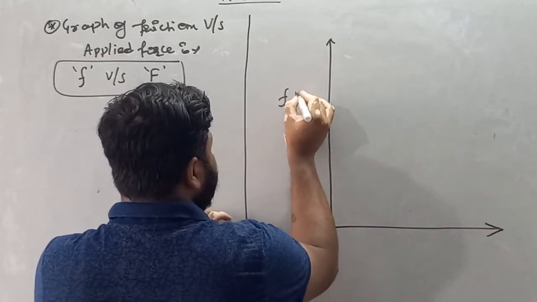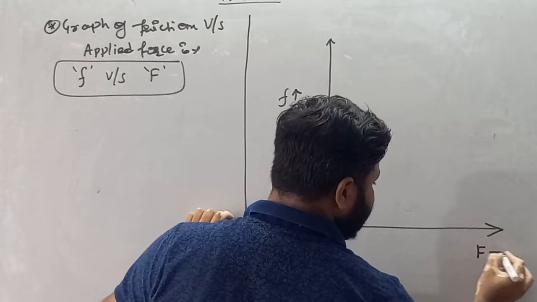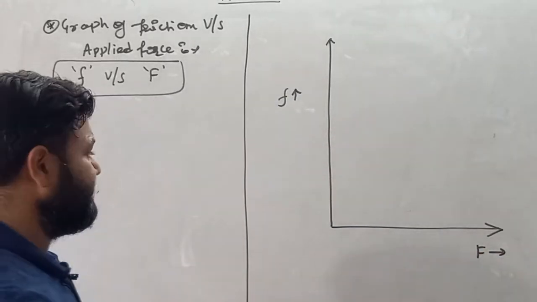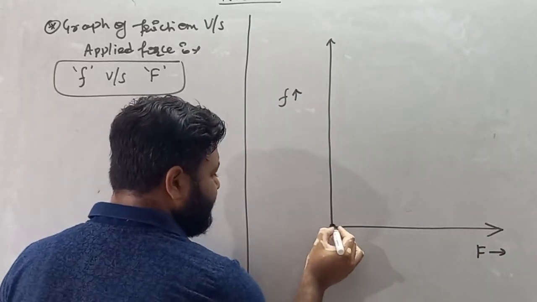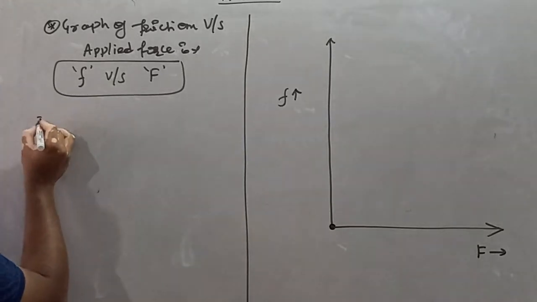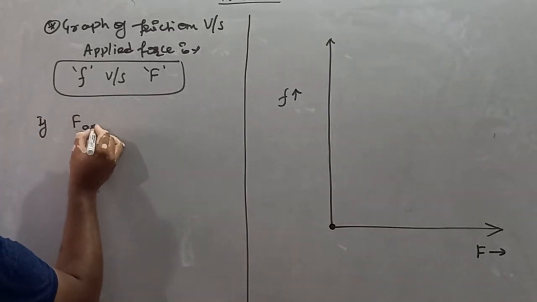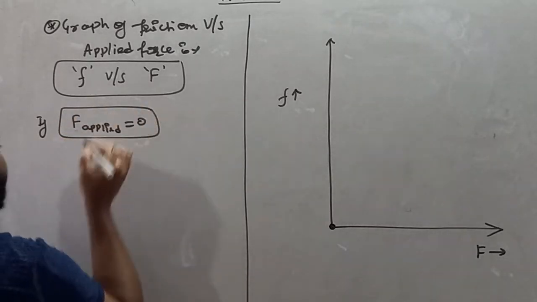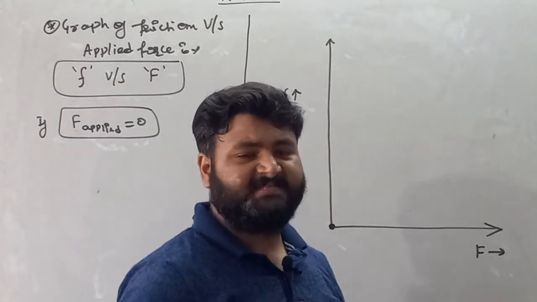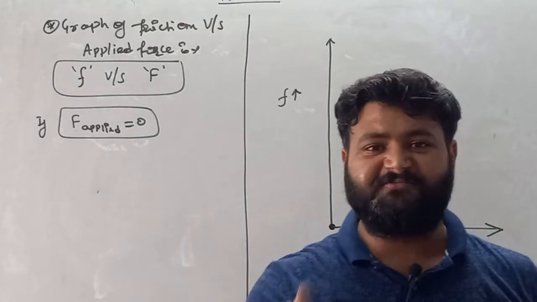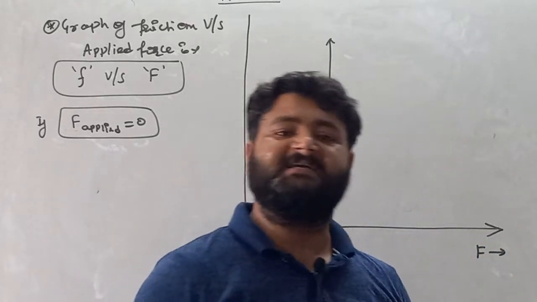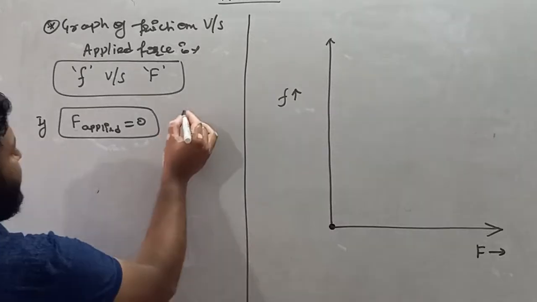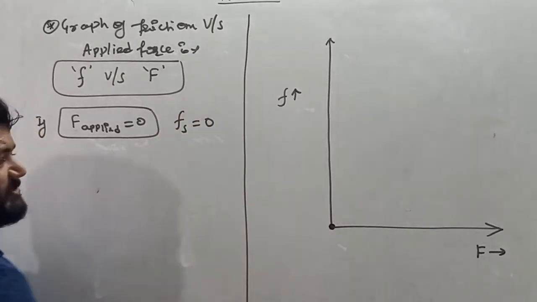This is our friction axis and this is our applied force axis. Now see, if the applied force is 0, then we know that the body is at rest, and under rest condition the force of friction which takes place is static force of friction. Its value is also equal to 0.